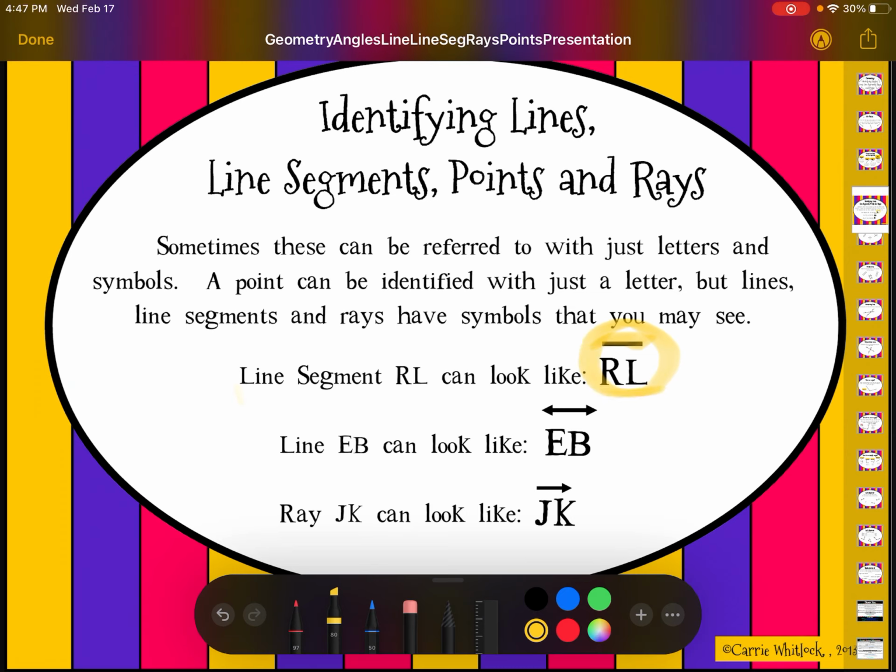Line EB, to identify a line, above the letters, the points, you would put a line. So again, lines have arrows on either end. Then for a ray, up above the letters, you would have a line with an arrow on one end. So that would be ray JK.